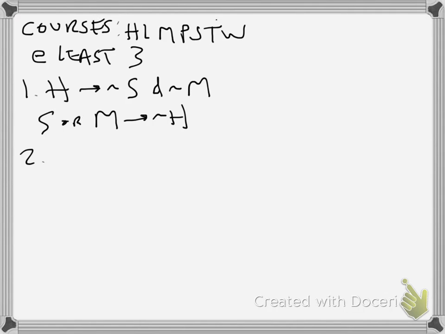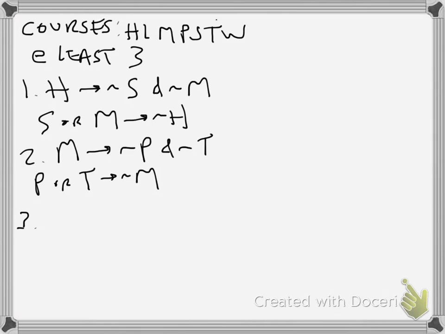We negate both sides. If music is taken, then neither physics nor theater. If there's physics or theater, then no music. And finally, last rule, if writing is taken, then neither physics nor statistics. So if there's physics or statistics, then there's no writing.